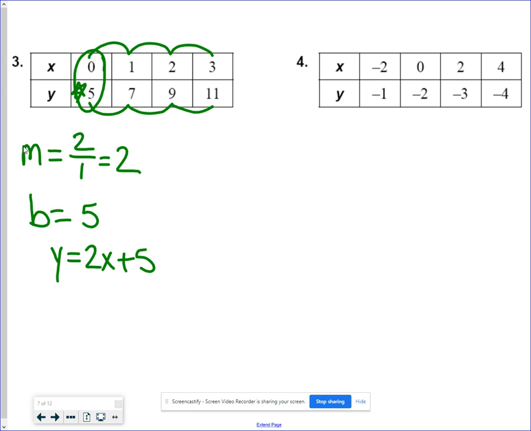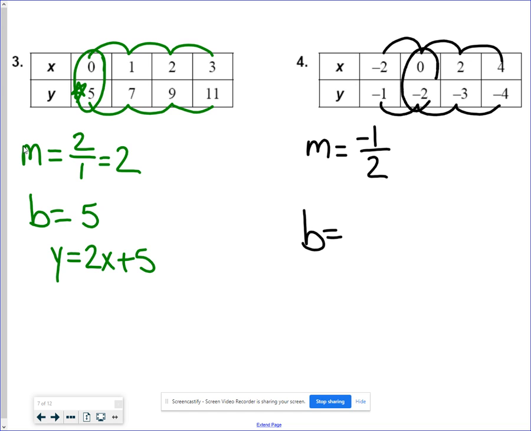For number 4, the slope, change in y. What's happening to my y's to go from -1 to -2 to -3 to -4? That's actually decreasing by 1. But the x's are going -2 to 0, that's up 2, up 2, up 2. So my slope is going to be a negative slope. One's going up, one's going down, that gives me a negative slope. My y-intercept is when the x is 0, so it's going to be at -2. So my equation is y equals -1/2 x minus 2.